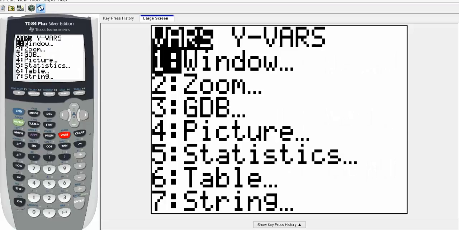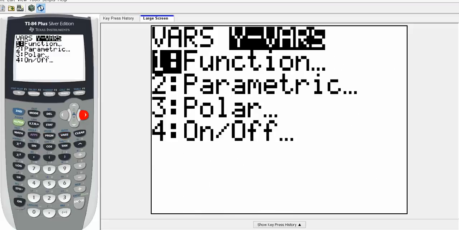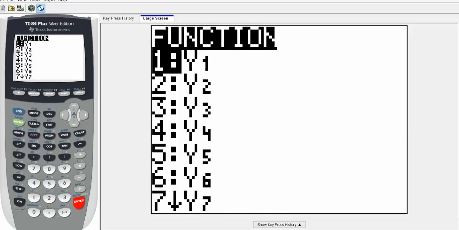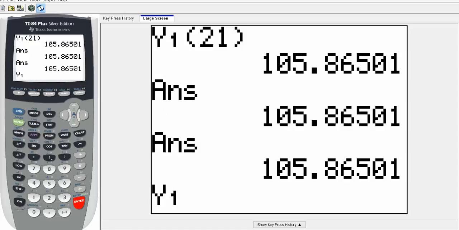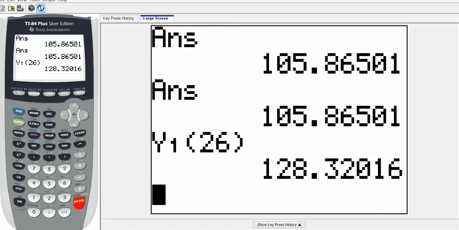Sorry, it's being uncooperative. Vars, y vars. So if I wanted to do 2011, what would I need to plug in? 2011, any ideas? 26. It's going up, that should make sense. If I go second enter, it does the last entry. So if you have a really long line, you can get the calculator to call up the last entry. Sit down and see if you can duplicate these results.